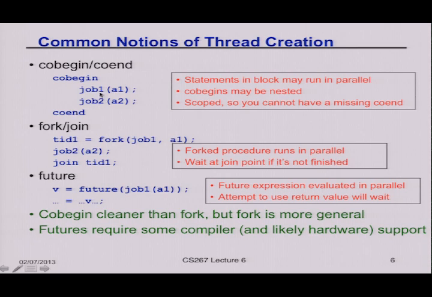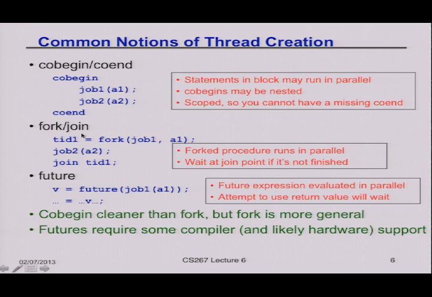So if job 1 finishes first, you may have to wait for job 2. And it's scoped so that it would be a syntax error if I left out co-end. So that prevents certain kinds of errors from occurring. And this could be nested. So inside job 1, I could also have co-begins and co-ends. So I could have a tree of these processes that are created. So that's one way of doing it.